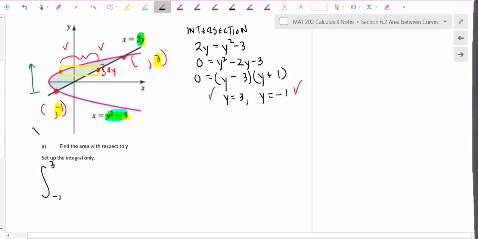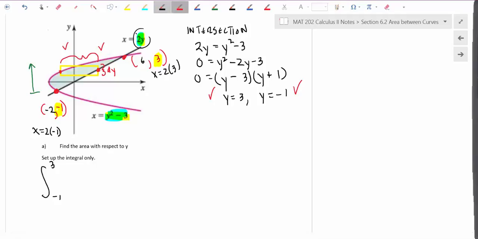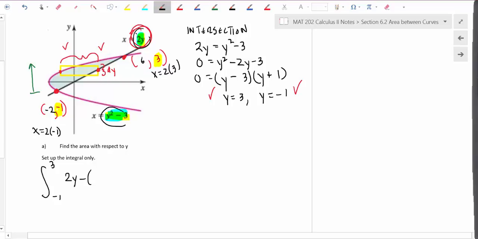If you wanted to, you would just go x equals 2y because of this function, and then 2 times negative 1 would be negative 2. And then for this one, x equals 2y, so 2 times 3 is 6, so you would have that intersection point there. But it's unnecessary. Okay, now in our integral, we're going to do the curve on the right. The curve on the right is 2y, subtract the curve on the left, which is y squared minus 3, times dy. So that's going to be the integral that we're going to work out.